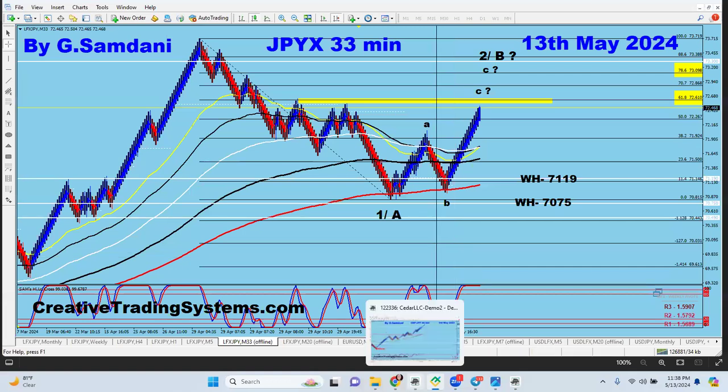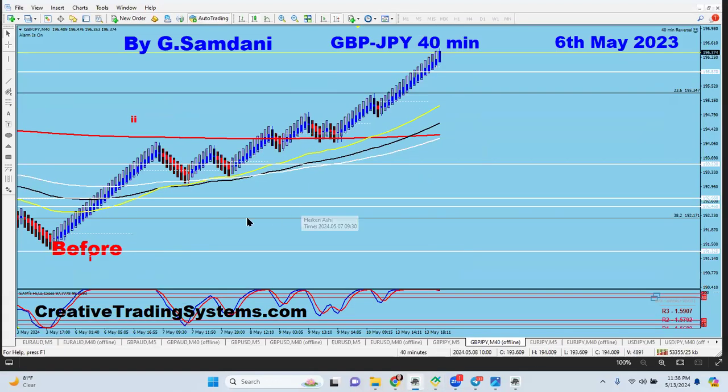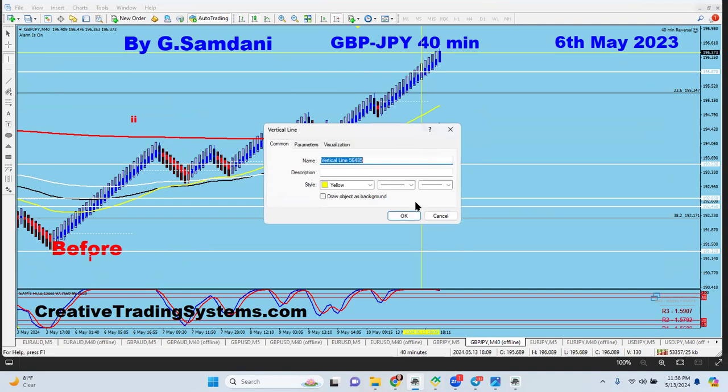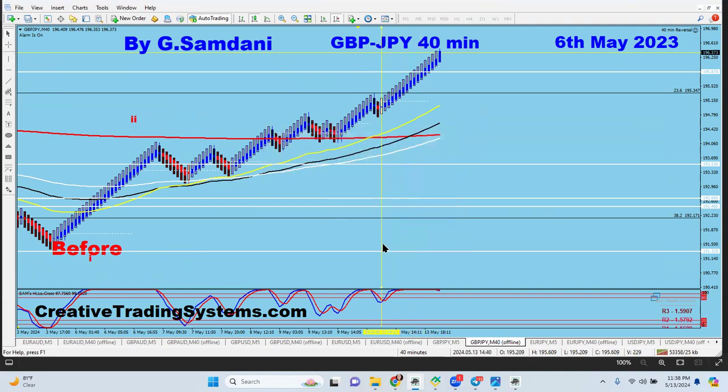So now, pound yen, let's open the 40-minute chart of pound yen. This is the pound yen pair. And you can see that today started right here.